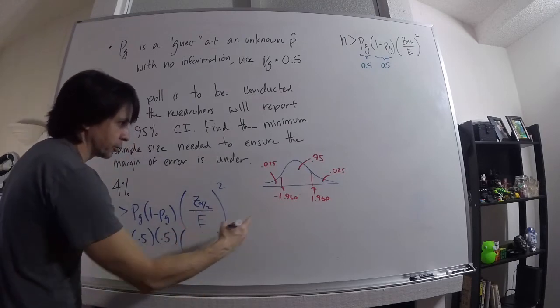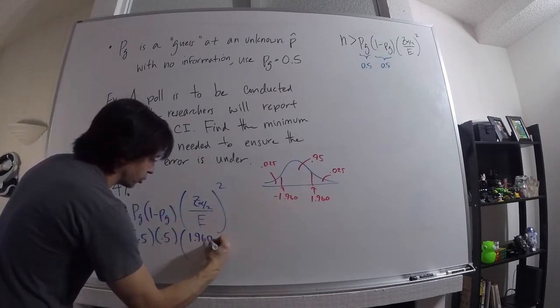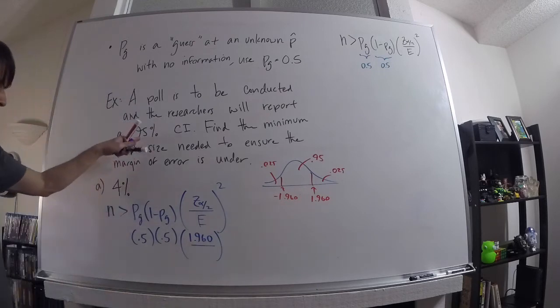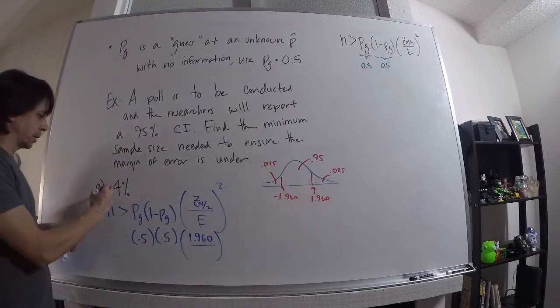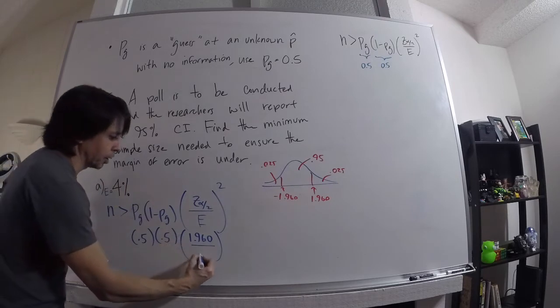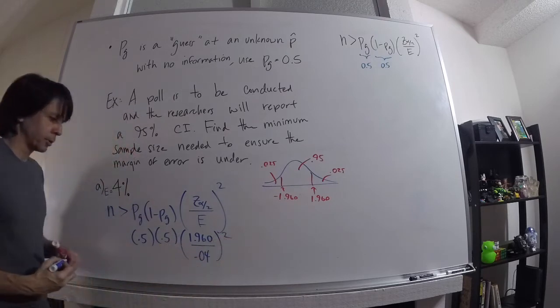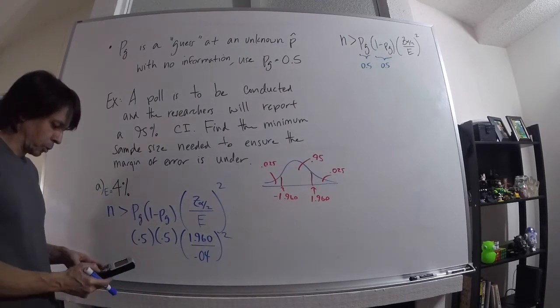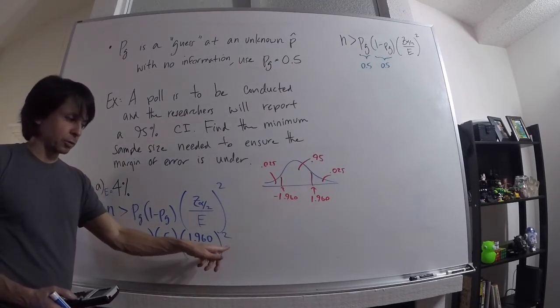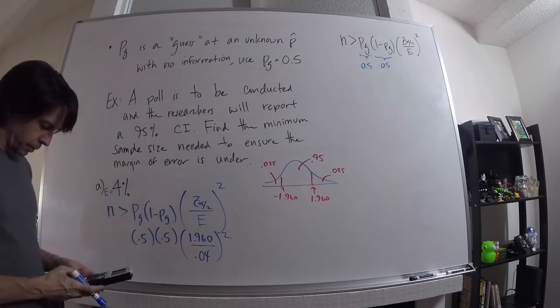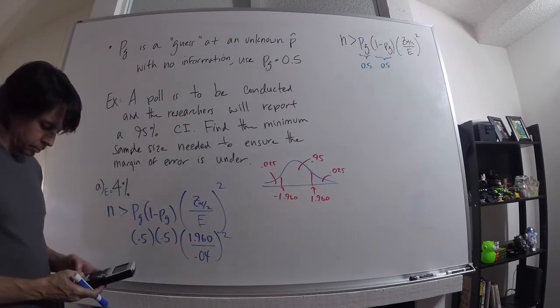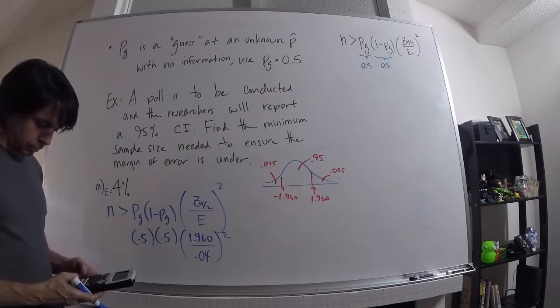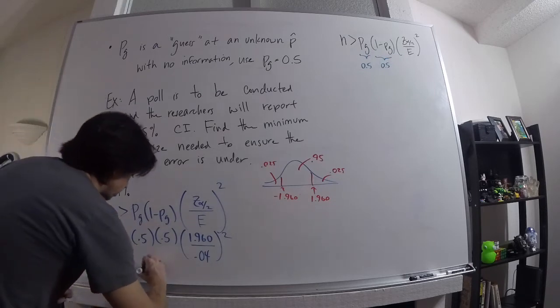My Z score I just figured out is 1.960. That is specific to, again, a 95% confidence interval. And my margin of error is specified right here. That's my E. 0.04, and don't forget to square it. And I would type this in or enter it into the calculator all at once. There's no weird square roots or anything. You do need parentheses around that, because that square applies to both. Okay, and I got 600.25.